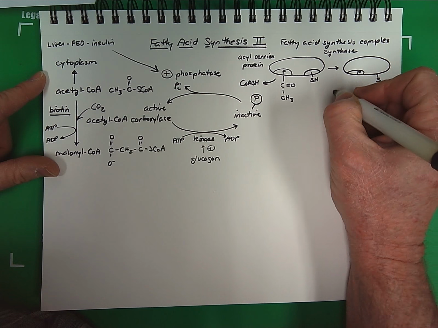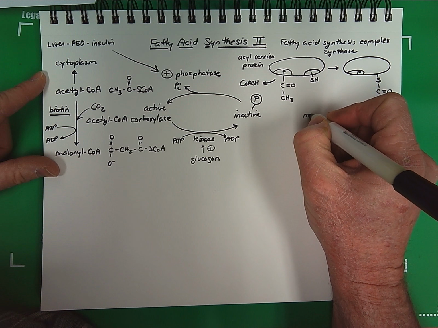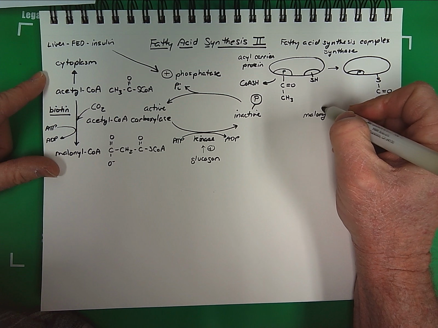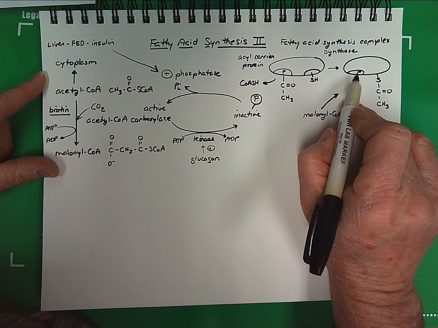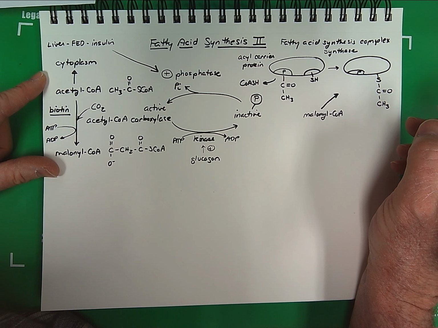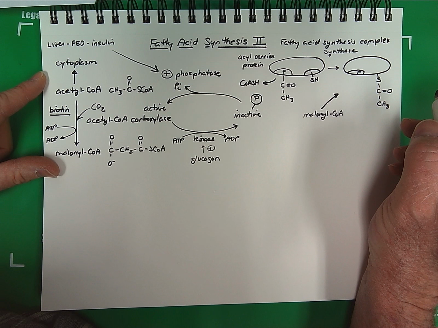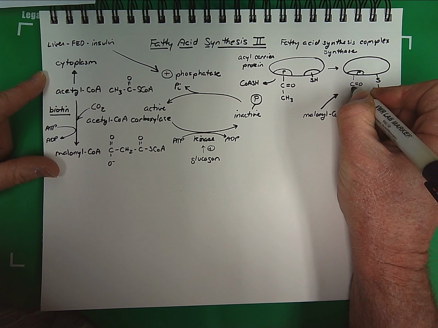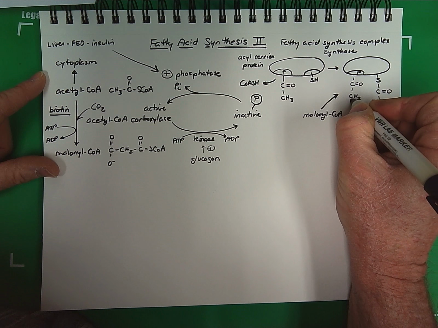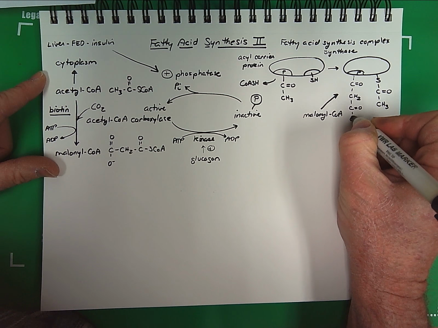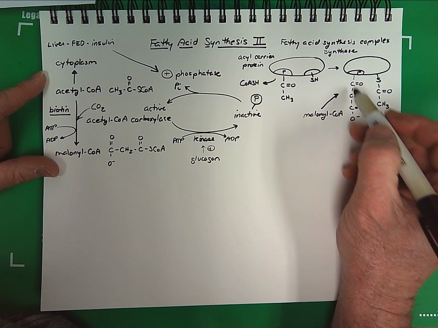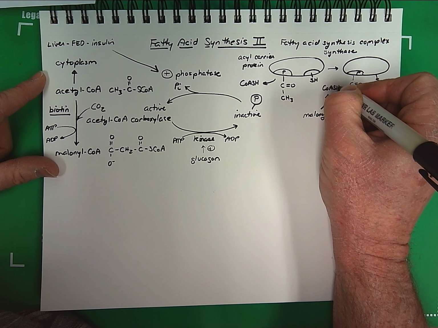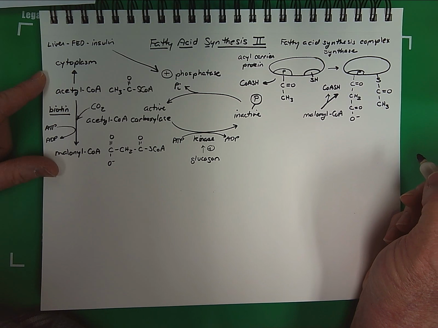Now, the next reaction is going to be taking malonyl-CoA, and we are going to add this malonyl-CoA onto the P site that is now available for binding. Here's our malonyl-CoA. And of course, we're releasing the coenzyme A group that's associated with malonyl-CoA.